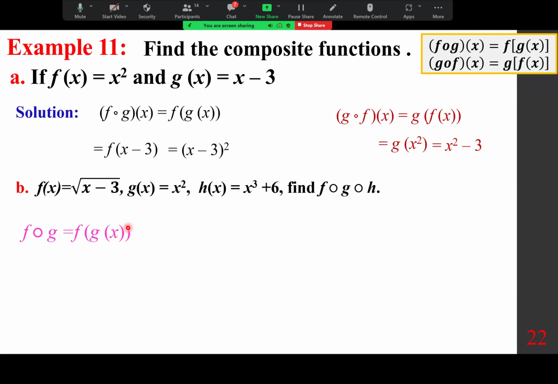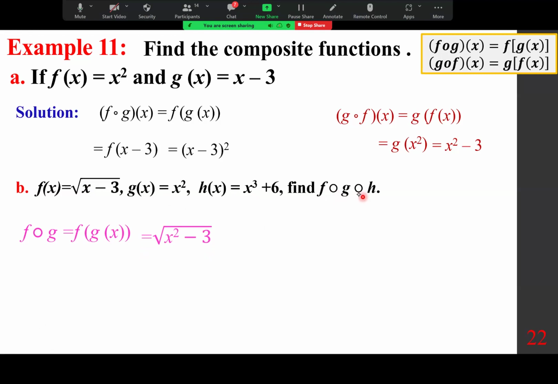So we are going to replace the x with x squared. So f of g of x simply becomes the square root of x squared minus 3. Now, f of g of h.